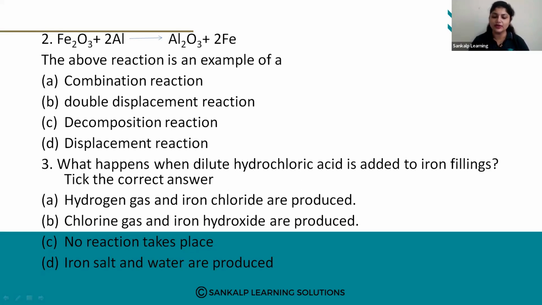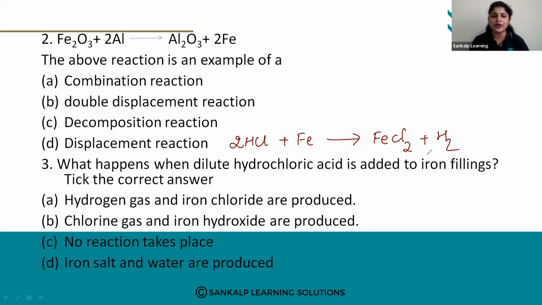So what will happen here? If I write the reaction: what is hydrochloric acid? HCl. When it reacts with iron, Fe, what will it form? It will form FeCl2. Okay, so this should take 2. So FeCl2 plus H2 gas.